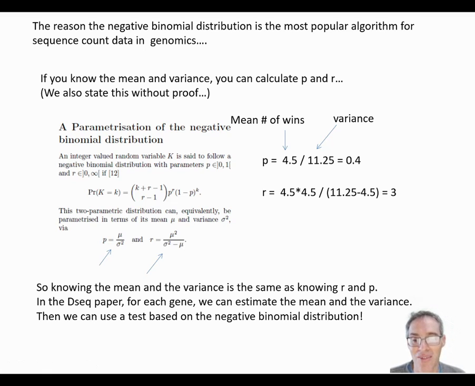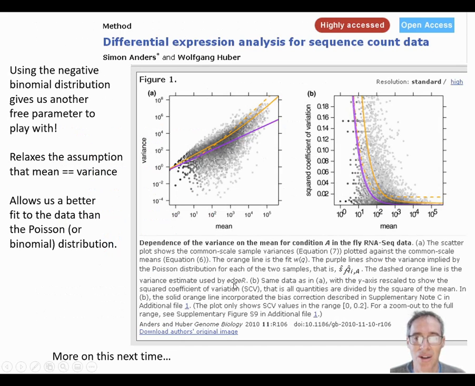And so if I have a set of samples in one condition and I have the mean and the variance for those samples, I can use P and R to calculate the negative binomial distribution, and then I can use that expectation of the negative binomial distribution for another set of conditions. And that's, to simplify a little bit, more or less the way algorithms like DESeq and edgeR work.